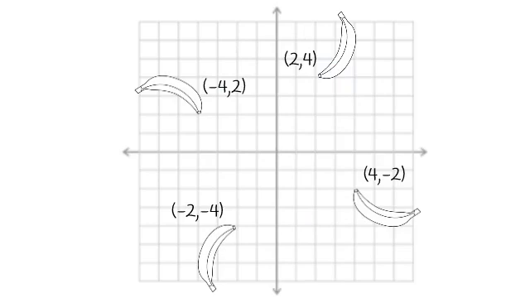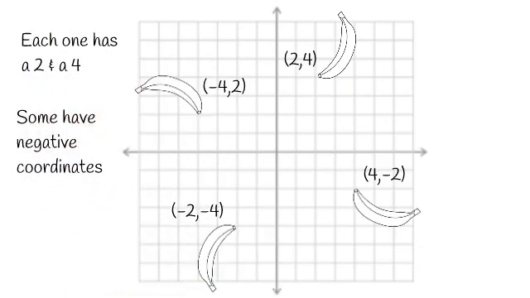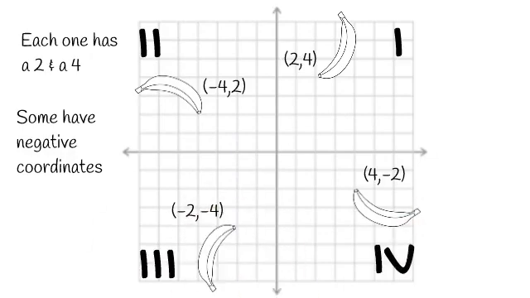Now, something you may have noticed is that each of these coordinates has a 2 and a 4 in it. Something else you may have noticed is that some of them have negative coordinates. Now, in a previous class, you learned that the upper right quadrant is called quadrant 1, upper left is 2, and then 3 in the lower left, and quadrant 4 is in the lower right.